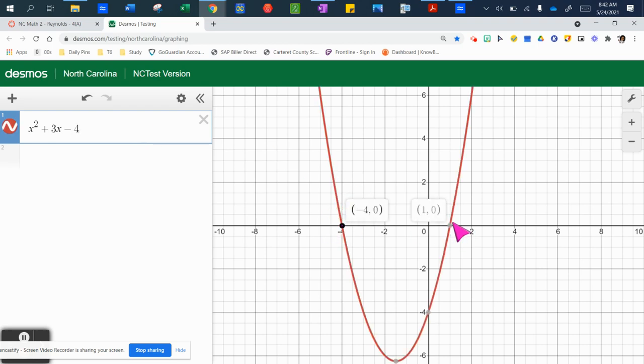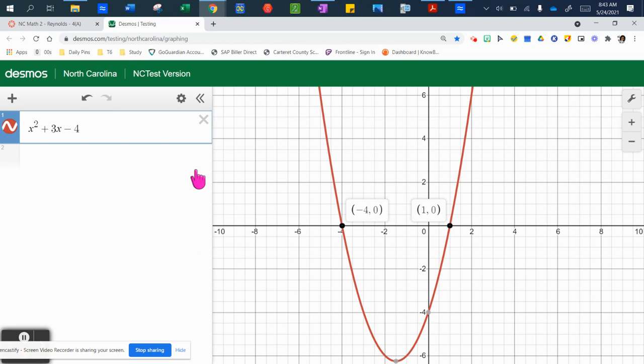What are my solutions? Answer is A, B, C, D? B. Yes. So let's use these last 15 minutes to see how much of this we can do in the calculator.